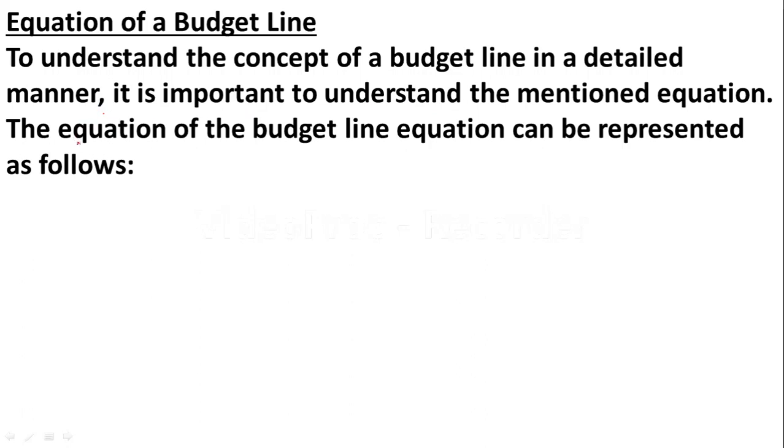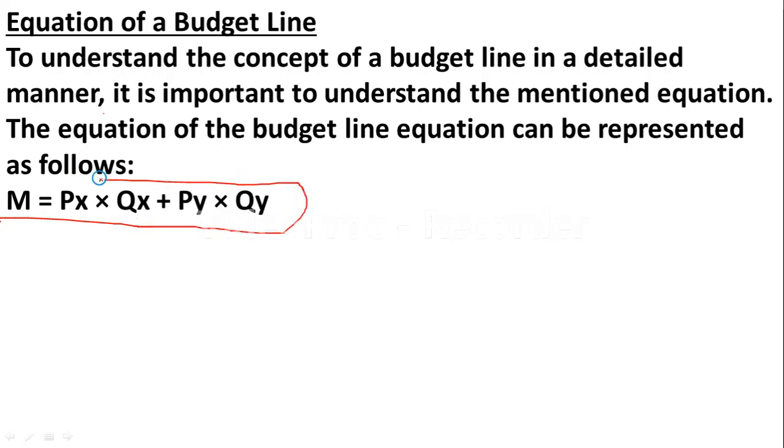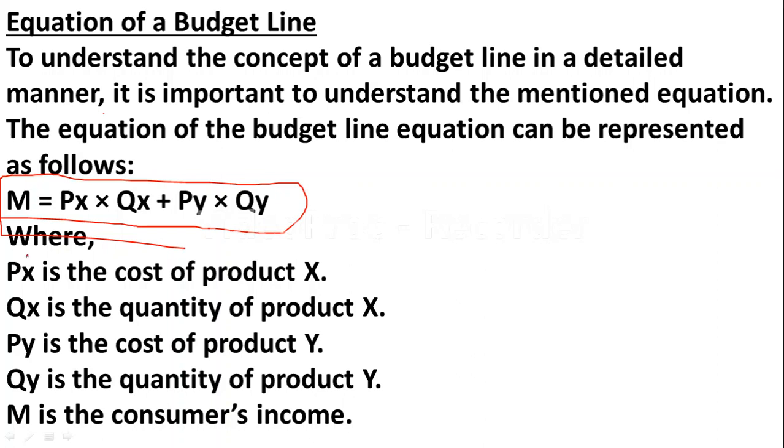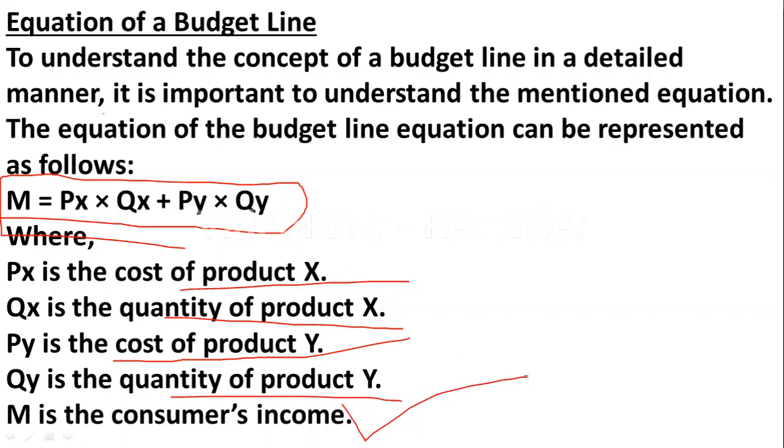To understand this concept of the budget line in a detailed manner, it is important to understand the equation. So let us see the equation: M is equal to Px multiplied by Qx plus Py multiplied by Qy. Please remember this equation. Here Px is the price of good x, Qx is the quantity of good x, Py is the price of good y, Qy is the quantity of good y, and M is the consumer's income. So please remember this formula.